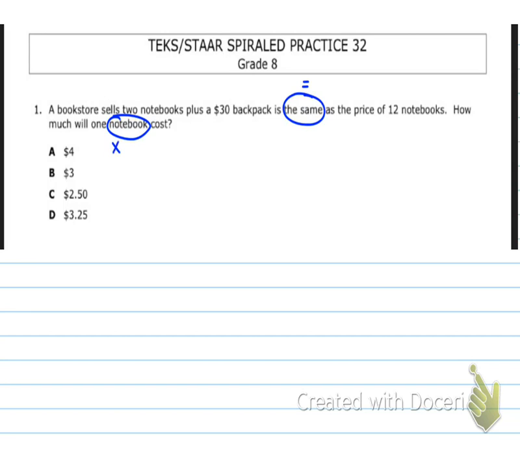So when I read the problem and it says they sell 2 notebooks, notice that notebook is going to be X. So I really have 2X plus, that's pretty easy, a $30 backpack. That is equal to, so notice I have the first side of my equation. 2X plus a $30 backpack is equal to, it's the same price as 12, and then notice again, notebooks. That means X. So 2X plus 30 is equal to 12X.